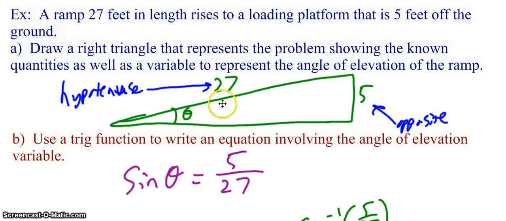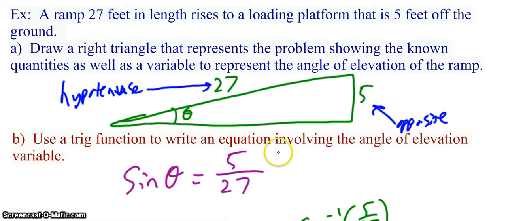Okay, so hopefully you drew a right triangle. That's a start, right? And then, so it's a ramp, so we kind of draw it like this. Here's my right angle here. The ramp goes up a total of 5 feet. The ramp is 27 feet long. Here's my angle of elevation, so that's what I'm going to call theta. So that's part A, right? And then I labeled that, okay, well this is the opposite and this is the hypotenuse.